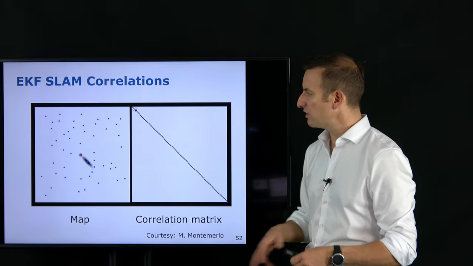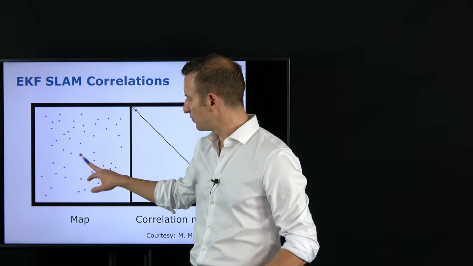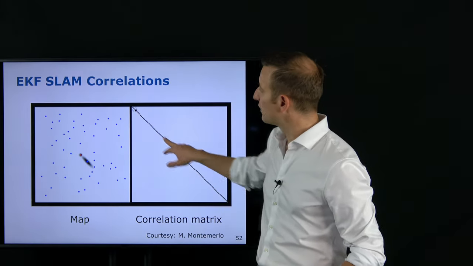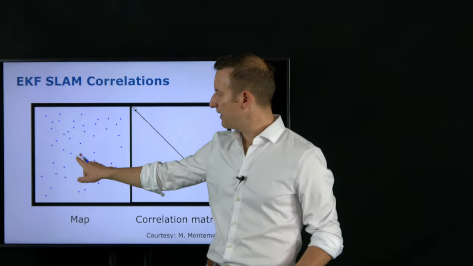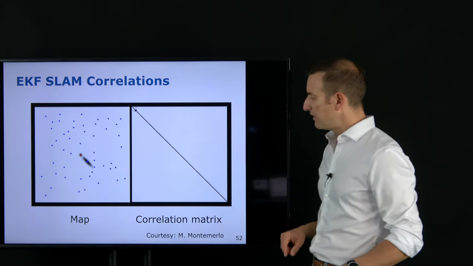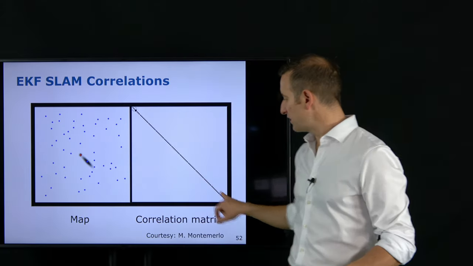So you would start here. This is the robot's pose. It's its first observation that is done. So the robot has some uncertainty, and this landmark has some uncertainty. And this is basically the correlation matrix that you would get. So the first three dimensions refer to the x, y, and theta location of the robot, and the rest of the blocks are basically all the landmarks. So all the landmarks have an initial uncertainty.